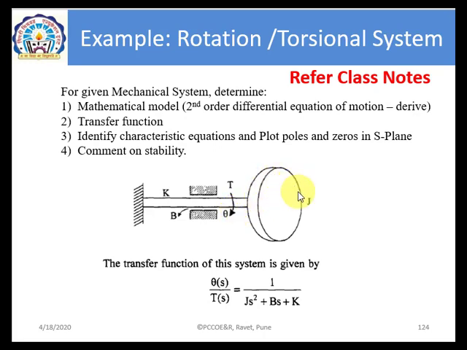Since this disc carries a mass which is scattered in the radial direction, all these masses take a moment about an axis, so we have a mass moment of inertia. Then K is the spring constant of the elastic shaft and B is the damping coefficient. Now here you can see that these guide holes are providing some resistance to the motion, and that resistance will be considered as damping coefficient B.